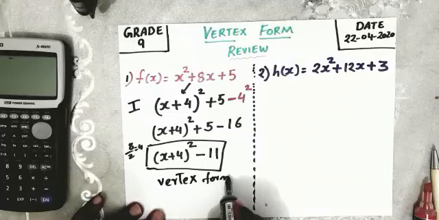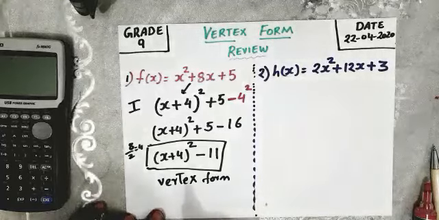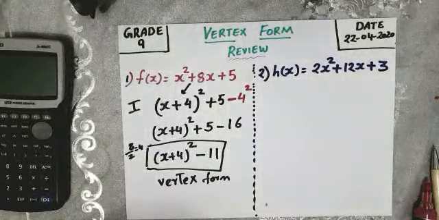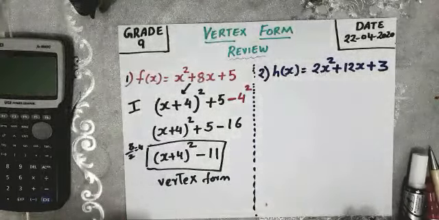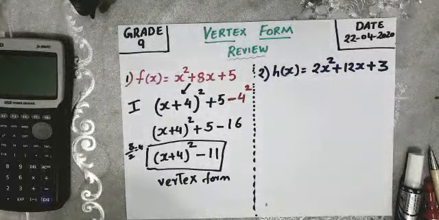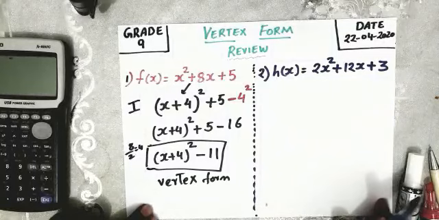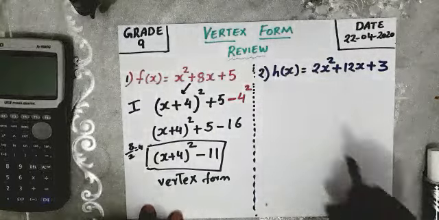Write in vertex form. This is your vertex form. It is easy and faster when there is no coefficient. Okay, I hope this idea is clear. Now let's go to the second part of it. If there is a coefficient, then what will be our approach?